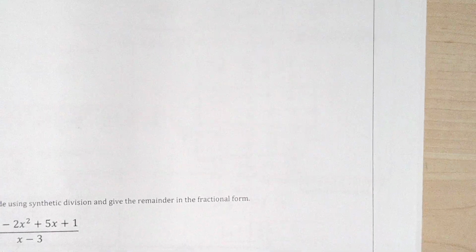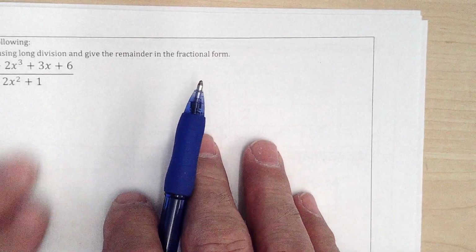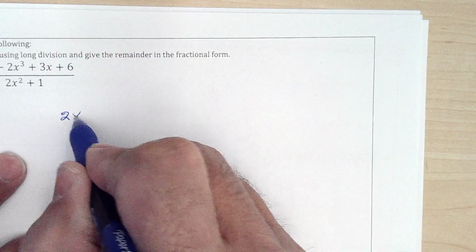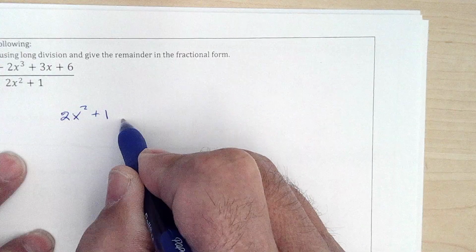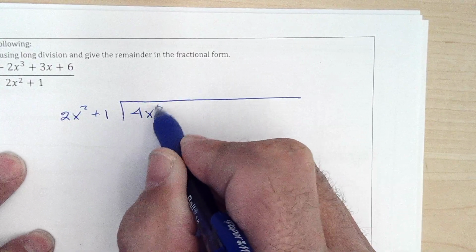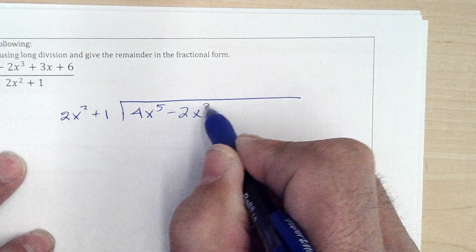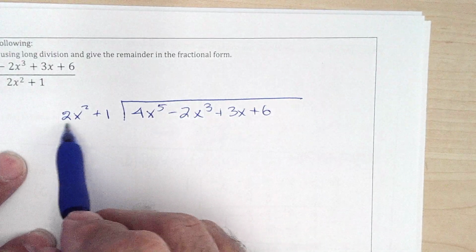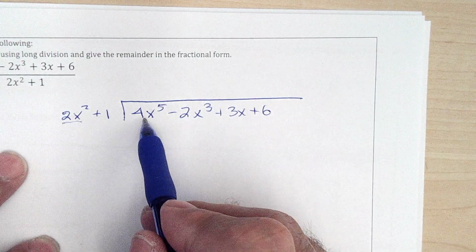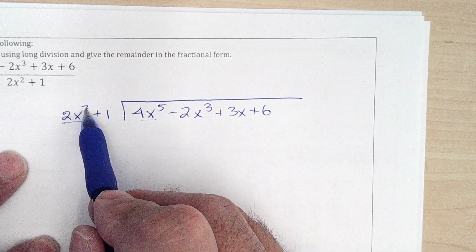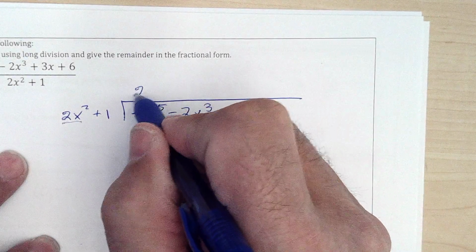Page 3, problem number 5. Divide. So we just got to do the division. Nothing fancy about it, just do it. 4x to the 5th minus 2x to the 3rd plus 3x plus 6. I have to ask myself, what do I multiply this by to get that? I have to multiply by a 2 and x to the 3rd to make x to the 5th. So 2x to the 3rd.